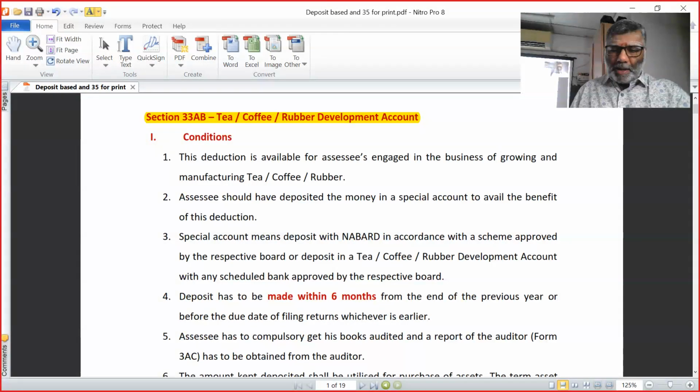Deposit has to be made within 6 months from the end of the year or before the due date of filing returns. Now obviously the due date is October 31st, so September 30th, so 6 months.